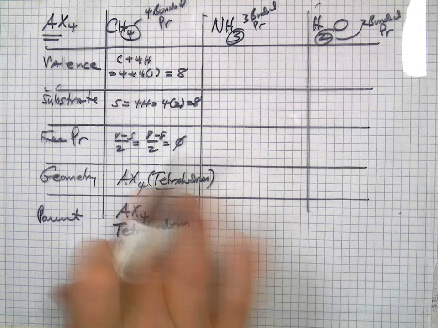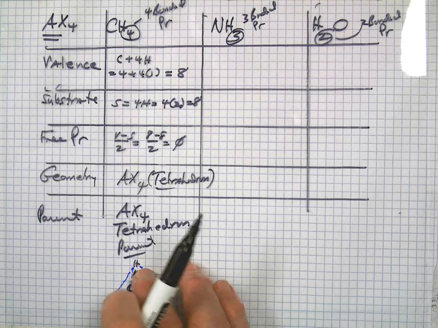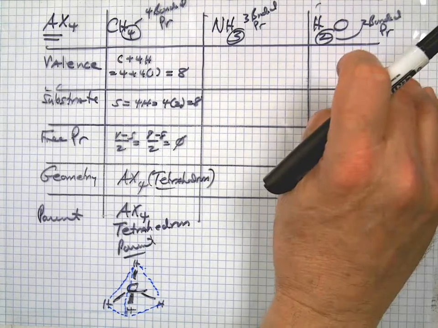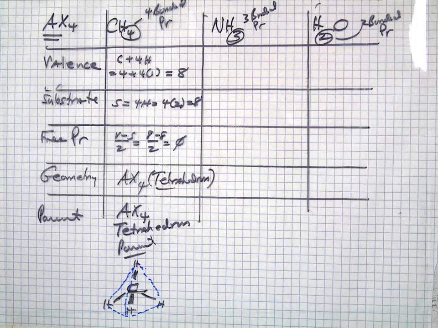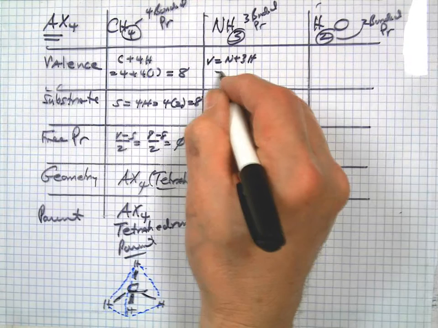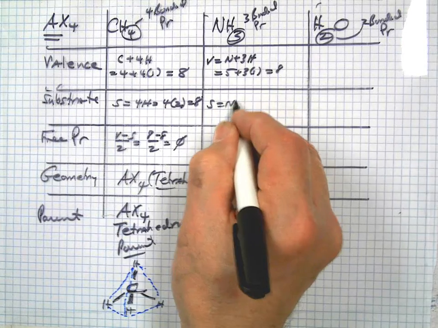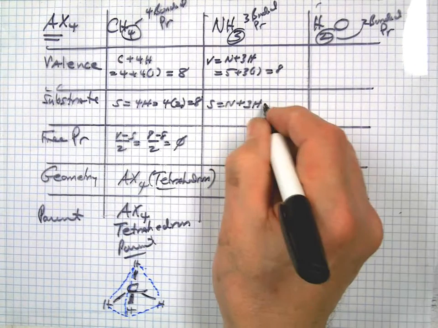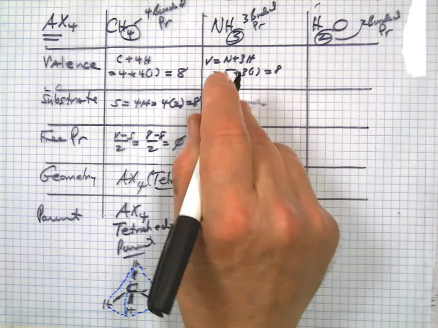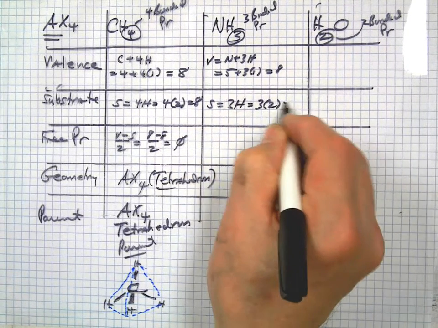Now, all of these will be tetrahedral based on tetrahedral parents. But one of the bars up here will be a non-bonded pair for nitrogen, for ammonia, and 2 of the bars will be non-bonded pairs for water. So, your valence is nitrogen plus 3 hydrogens, which is 5 plus 3 times 1 is 8. Your substrate is just 3 hydrogens, which is 3 times 2 is 6.